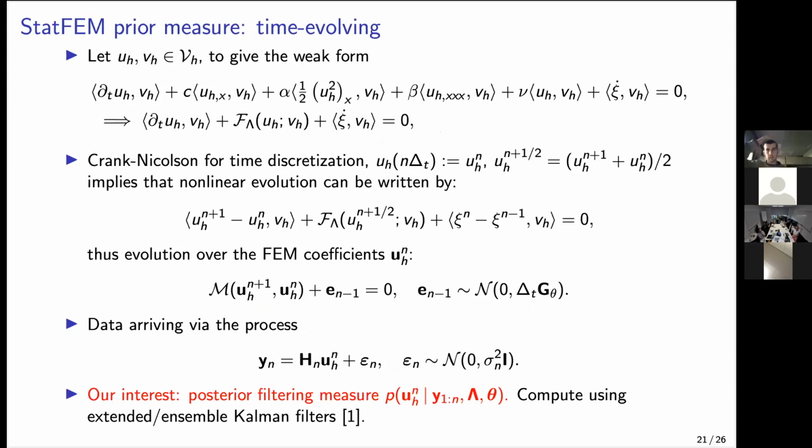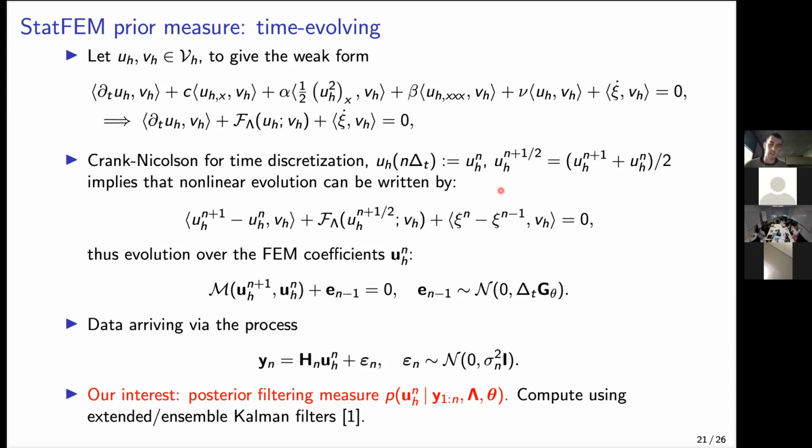Okay, so to then turn the FEM handle again, you multiply by test functions and you integrate against everything, and you end up with this nonlinear variational problem over here. Now, if we discretize then using Crank-Nicolson in time, we can write out that our FEM solution u_h at these discrete time points, n delta t, is equal to u_h^n. And then we put the midpoint between them, so the average value between them, as u^(n+1/2).